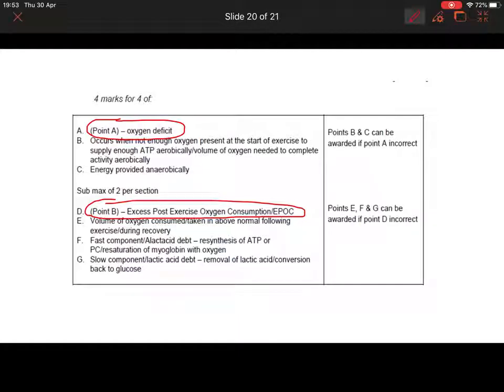And if you look at F and G down here, you've got the fast component, or alactic component, the same thing. And then here, in brackets, you've got the main function of each. So the fast component of recovery is the resynthesis of ATP or PC and resaturation of oxygen with myoglobin. And obviously with the slow component, it's the removal of lactic acid. So hopefully that helps a little bit with EPOC.